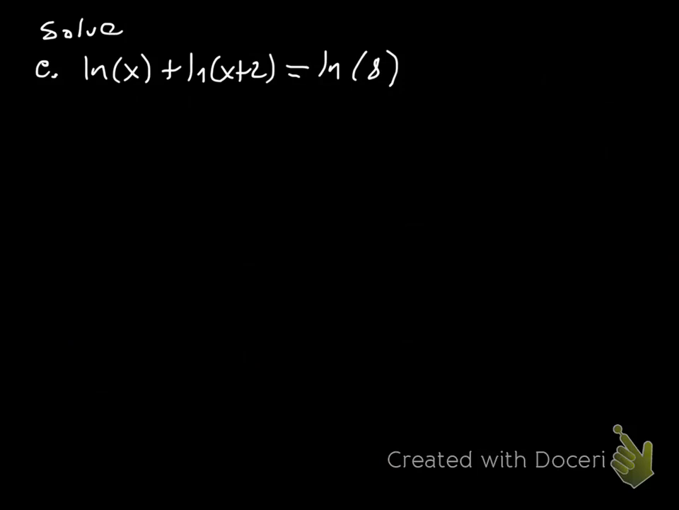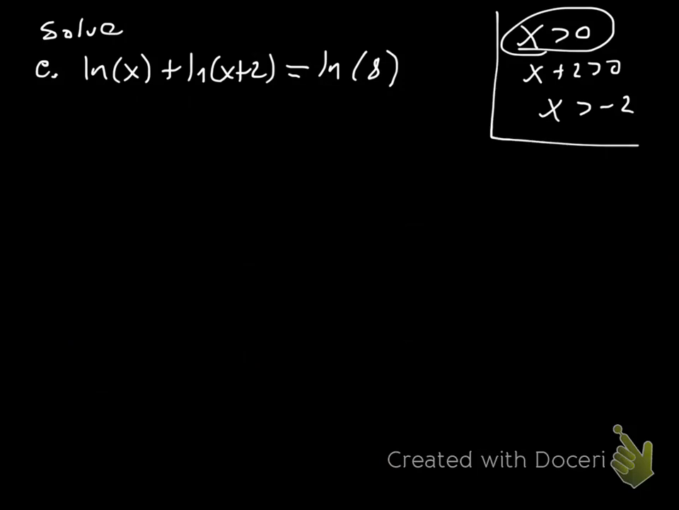We're going to first note our restrictions. X needs to be greater than 0. X plus 2 needs to be greater than 0. So x needs to be greater than 0, and x needs to be greater than negative 2. X greater than 0 is the more restrictive of the two, and that's what we have to go with. Natural log of x plus natural log of x plus 2. We're going to use the product rule, and we're going to combine them into x times x plus 2 inside the natural log equals natural log of 8.